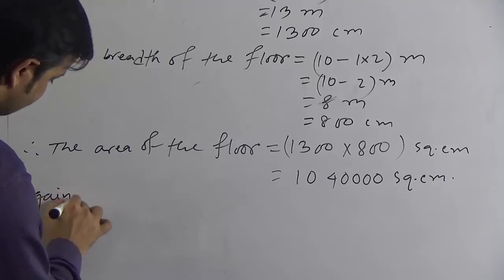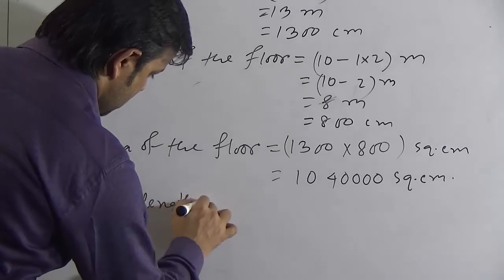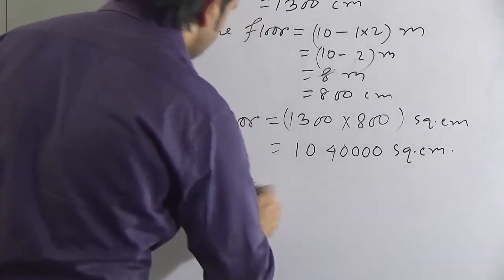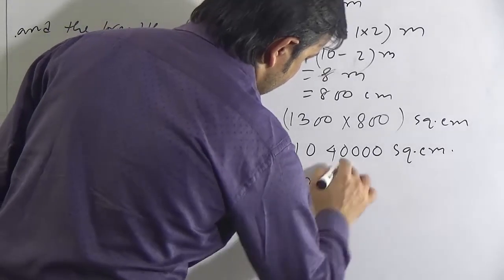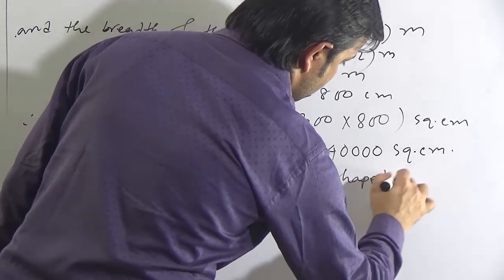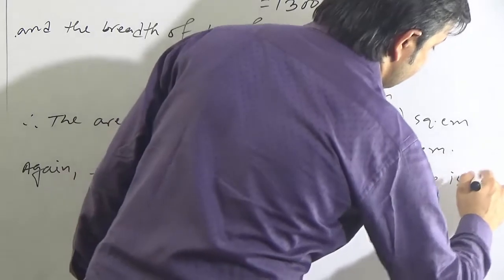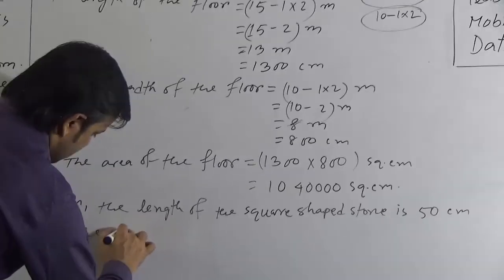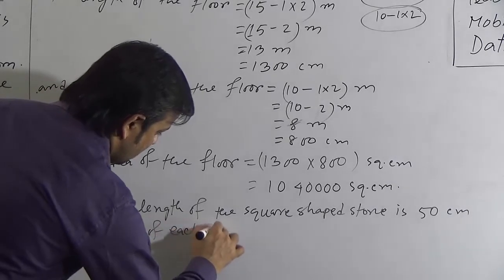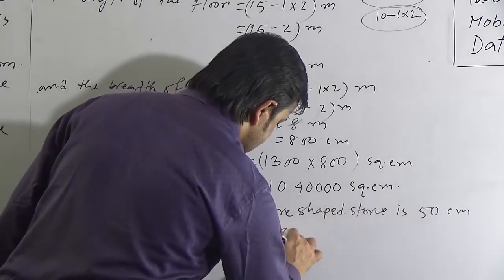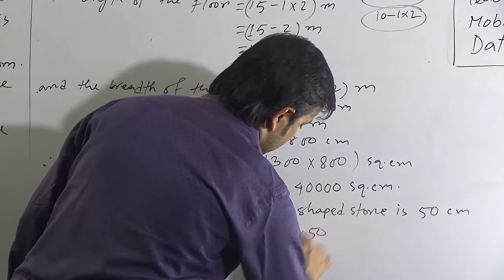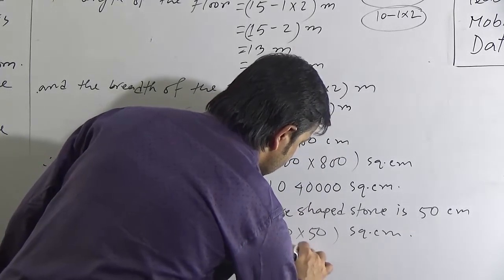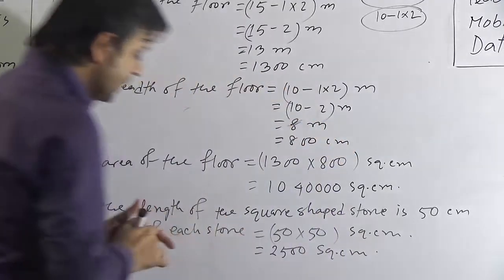Again, the length of the square shaped stone is 50 centimeter. So the area of each stone will be equal to the product of 50 and 50, as this is a square shaped stone, square centimeter. So we can write here 2500 square centimeter. Dear students, this is the area of each stone.